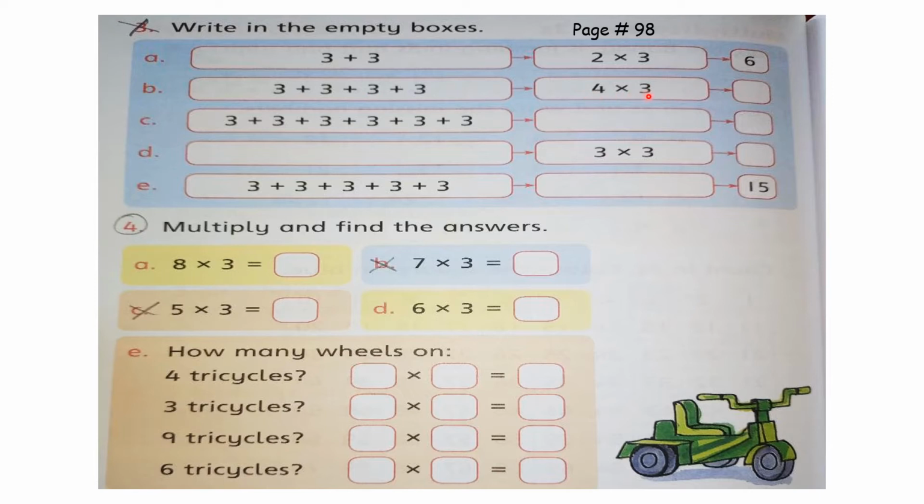So what is 4 multiplied by 3? What do you get when you add 3 4 times? 3 plus 3 is 6. 6 plus 3 is 9. 9 plus 3 is 12. So what we have to write here? 12. Okay. How many threes are here in C part? Let's count them. 1, 2, 3, 4, 5, 6. So how many threes we have? 6. So we will write 6 multiplied by 3. So when you add them, it becomes 18.